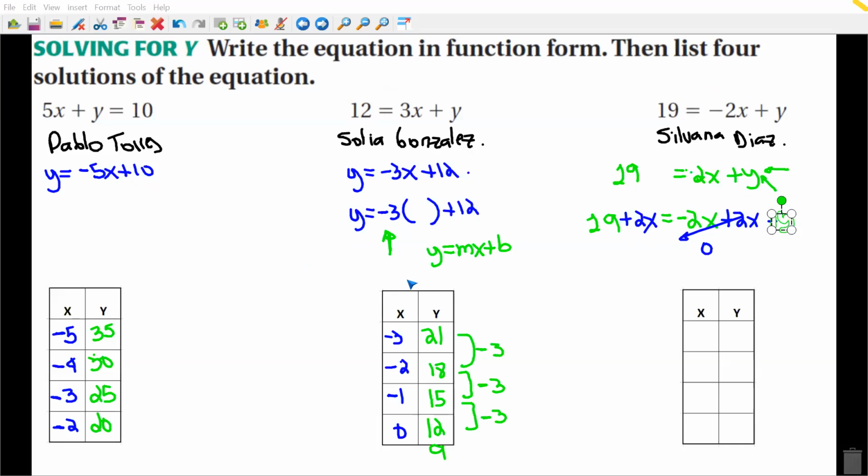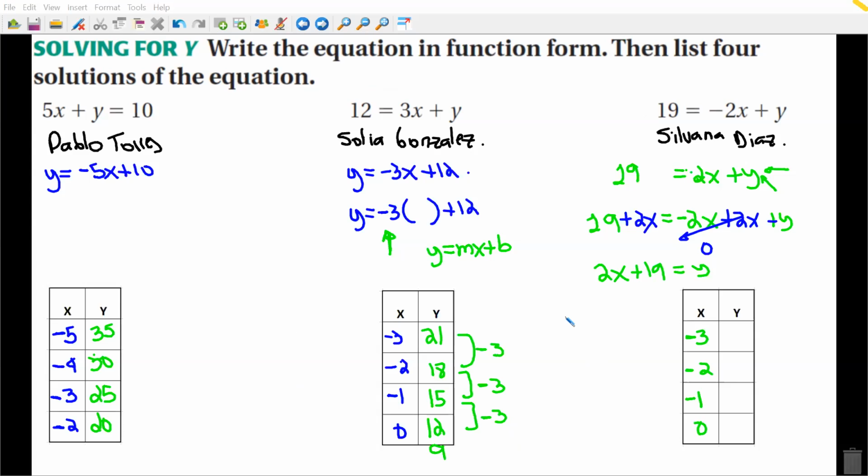Okay. And now, 2x plus 19 is equal to y. Okay, Silvana? Yes, teacher. Okay, so the answer will be for x -3, -2, -1, and 0. Okay. So what would the answer be?